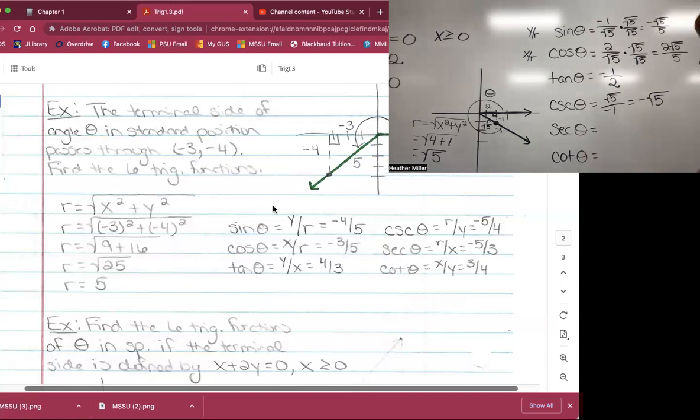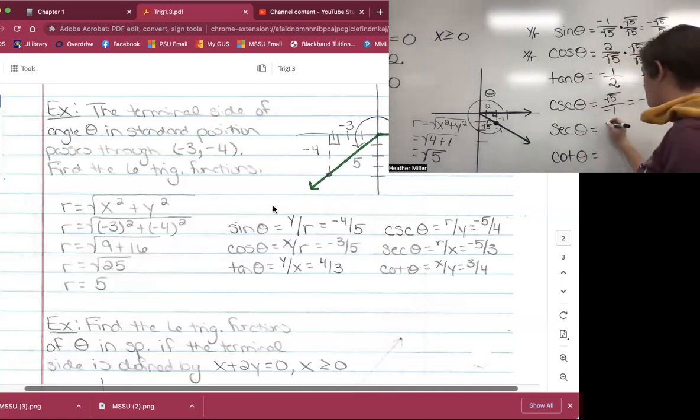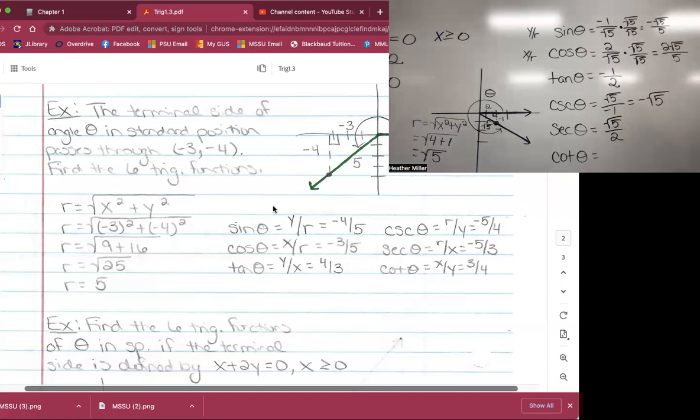Same thing's true for secant. I'm going to take the 2 over radical 5, flip that, and that becomes my radical 5 over 2. And I'm done. I don't have to do anything else. Cotangent, I take my tangent, which was negative 1/2, and I'm going to flip it, so it's negative 2 over 1, which is negative 2. Now I have found my 6 trigonometric functions for this given theta.